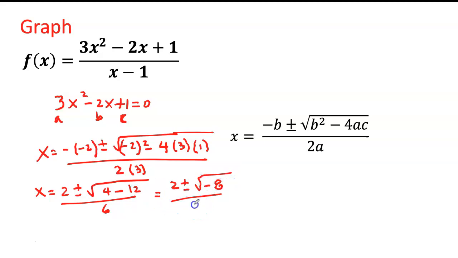Now, as we notice, we have a negative number inside the radical. Therefore, this is going to give me an imaginary number. Because this is not a real number, that means I don't have an x value. Therefore, there's no x-intercepts.